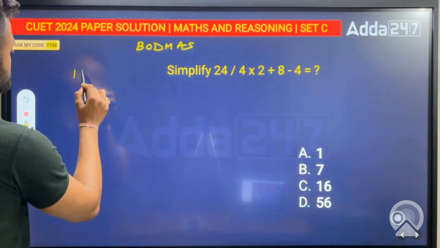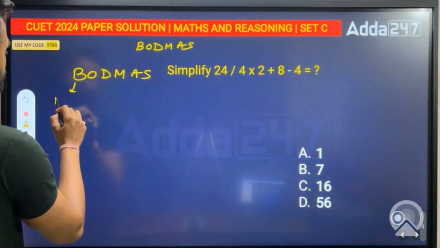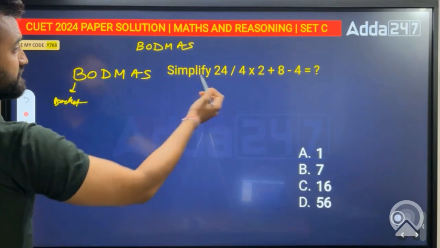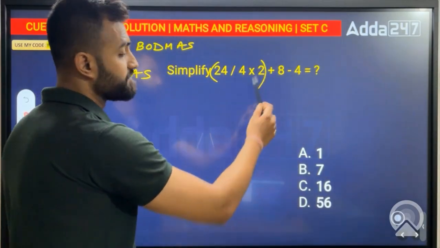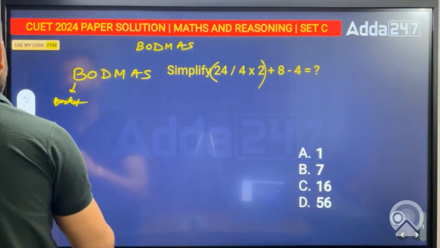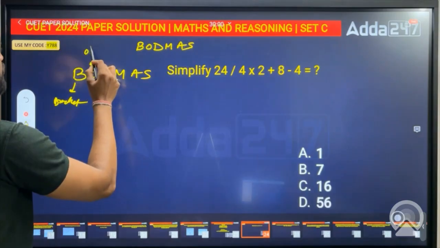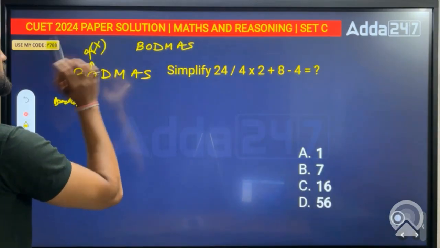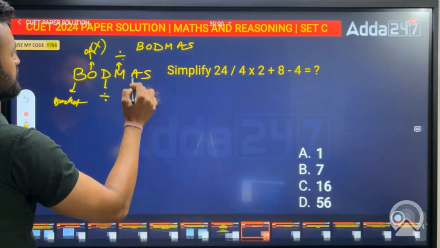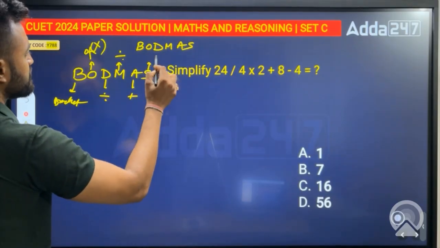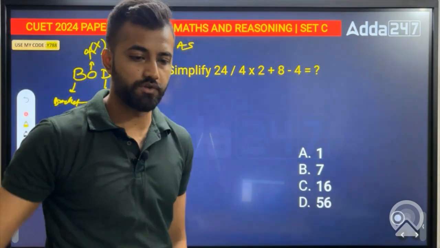So what is BODMAS? B stands for bracket. Suppose there was a bracket term out here like this, I would solve that part first because it's inside the bracket. But there isn't any bracket here, so we don't have to see. O means of. Of means what, sir? Of means nothing but multiply. D means you have to divide. M means multiply. A means add. S means subtract. So this is the sequence with which you follow the steps to solve this.